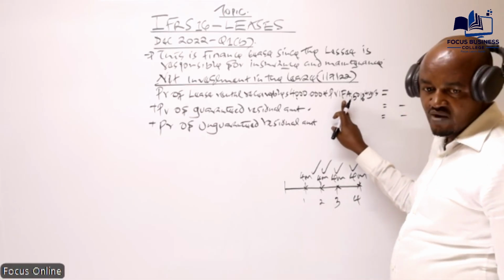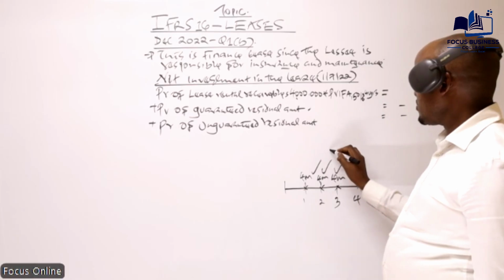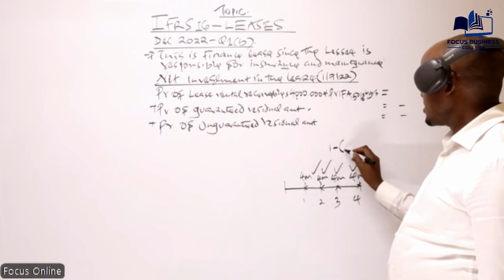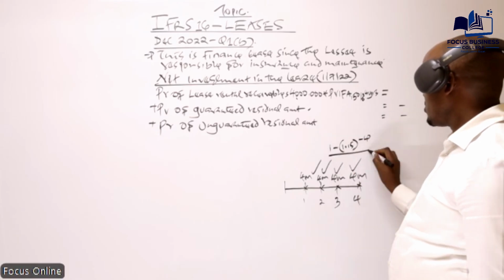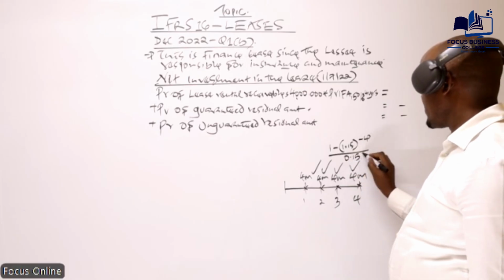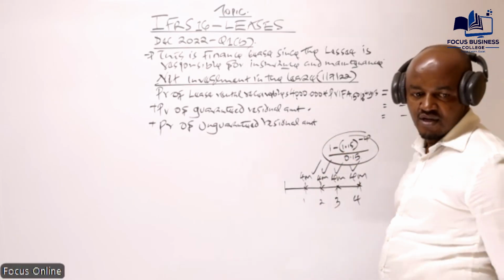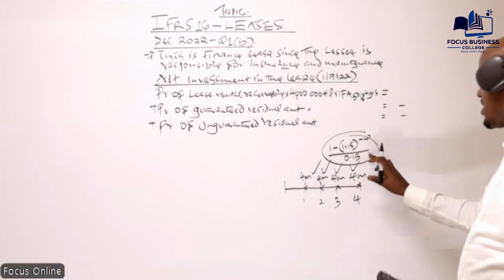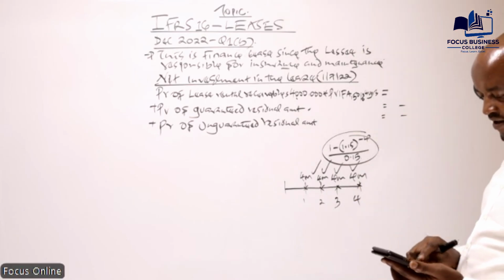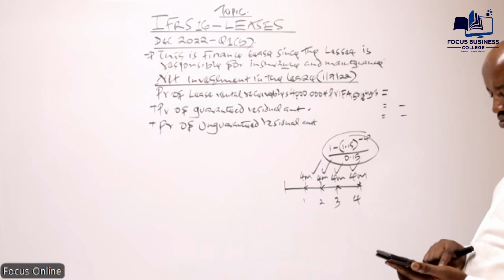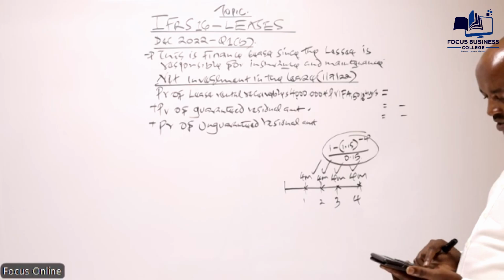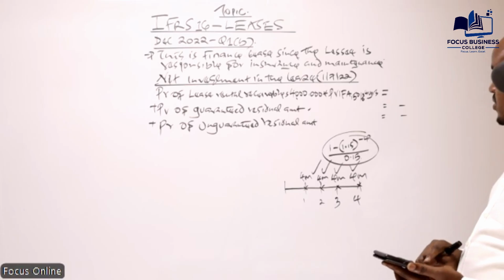So we need to first work out this. Remember the formula which we use: 1 minus 1 plus r, which is 1.15, raised to the power negative 4, all over r, which is 0.15. Let's first work out 1.15 raised to the power negative 4. We subtract that from 1, that is 1 minus the answer, divided by 0.15, and then we multiply that with 4 million.